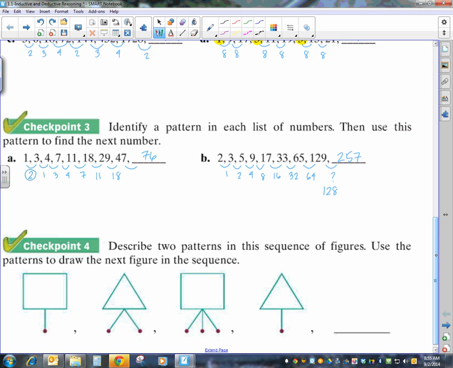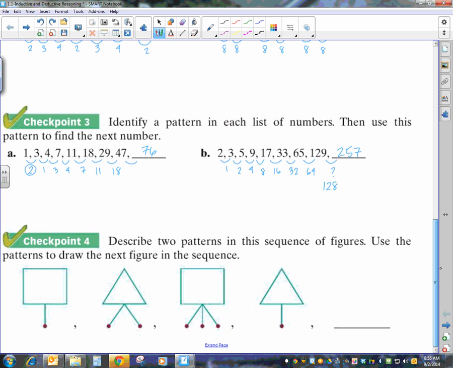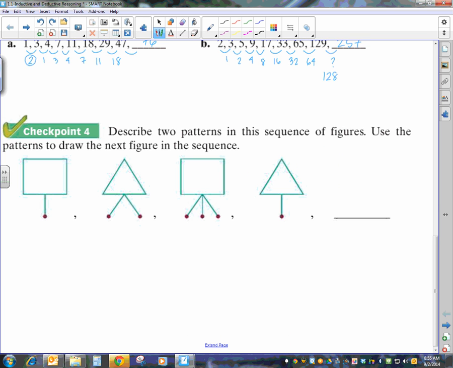So let's go. Describe two patterns in this sequence of figures. Use the patterns to draw the next figure in the sequence. Okay? So keep this in mind. Whenever you see shapes, sometimes it can throw people off. Sometimes people think it's a heck of a lot easier to describe two patterns in the sequence of figures.